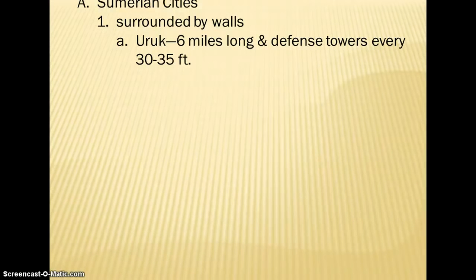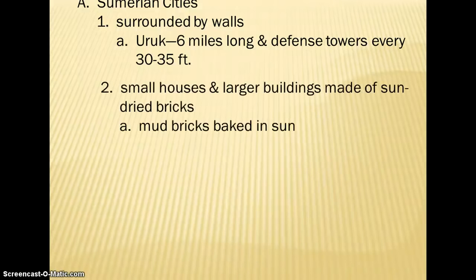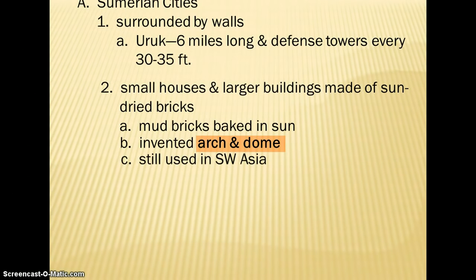All right, the Sumerian city-states were all constructed very similarly, where they had walls around them. For example, the walls along Uruk were 6 miles long, and they manned those towers every 30 to 35 feet. They constructed small houses, but they also had larger buildings, temples and such, based on their religion, made out of sun-dried bricks, typically mud and clay combinations. They used the architectural features of the arch and the dome, and those are still used in Southwest Asia today.